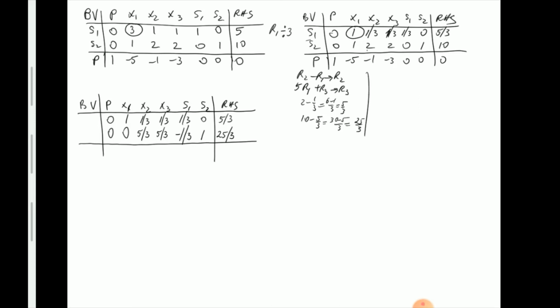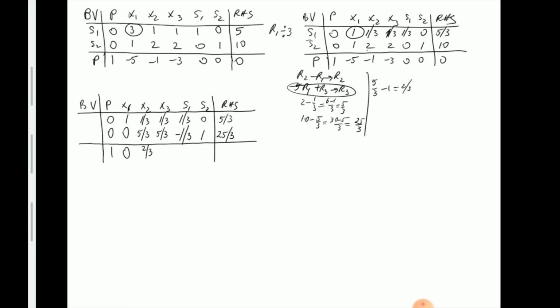All right, so moving on now to the last row. Now we do 5 row 1 plus row 3. 5 times 0 plus 1 is 1. 5 times 1 minus 5 is 0. And then 5 times 1 over 3 is 5 over 3 minus 1. That ends up being 5 minus 3, which is 2 over 3.